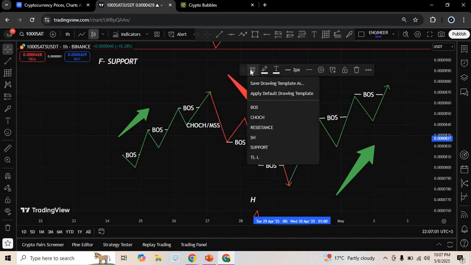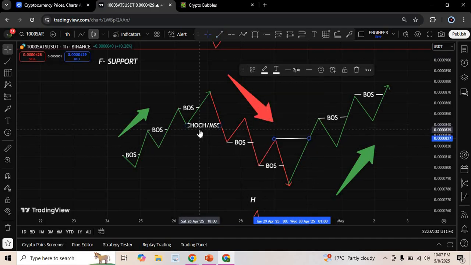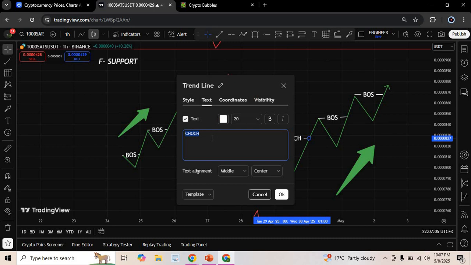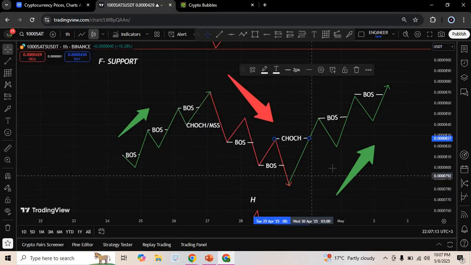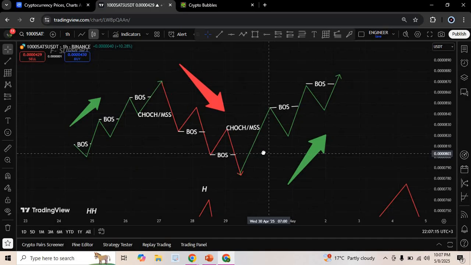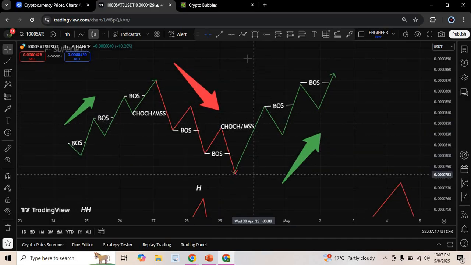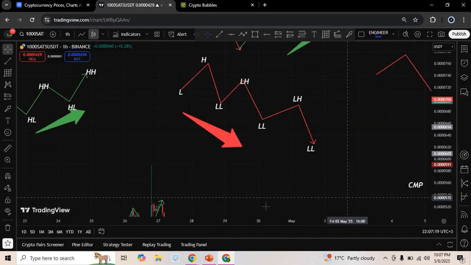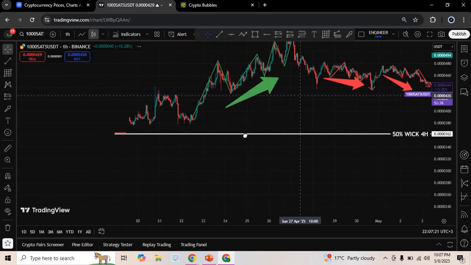That is now our change of character, or a market structure shift. Change of character or a market structure shift like that. Let's see if we can identify it. We can actually use what we had used right here.